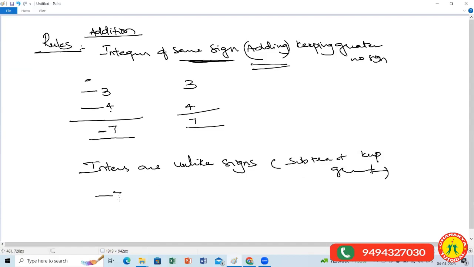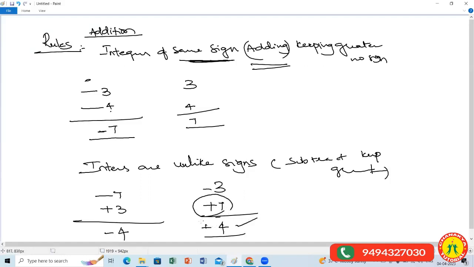Suppose I want to add -7 plus 3. What is the result? -4. That means you are subtracting 7 minus 3 and keeping the greater number's sign. Suppose -3 and +7: the result is +4, the greater number having a positive sign. If nothing is written, you keep it as plus. Hope you understood. These are the addition rules.